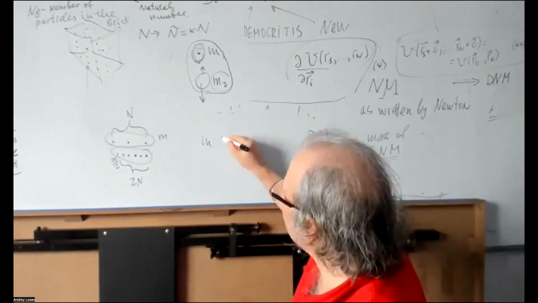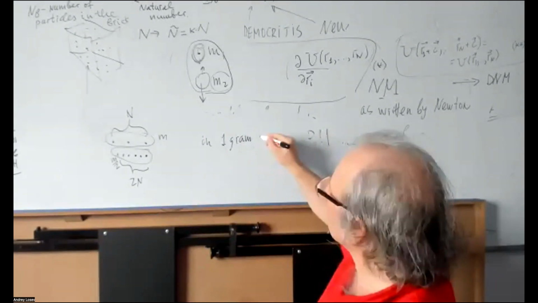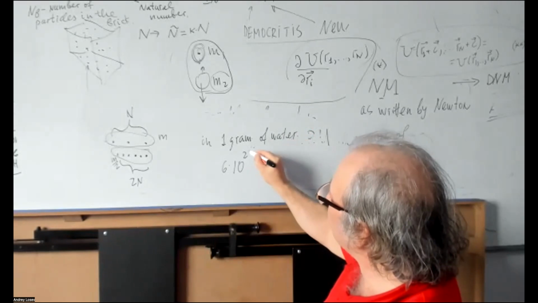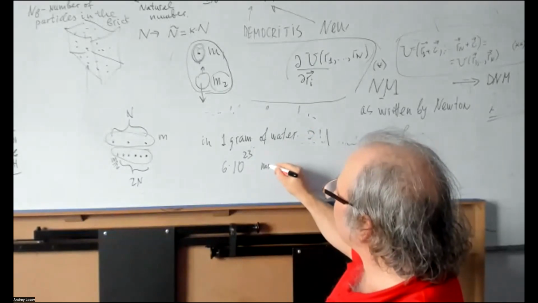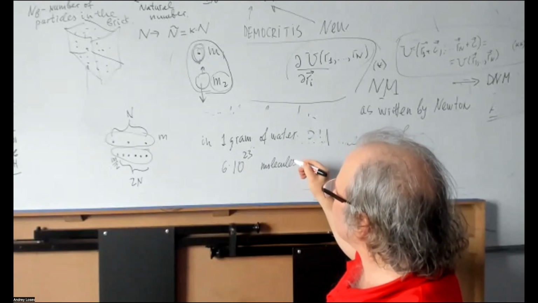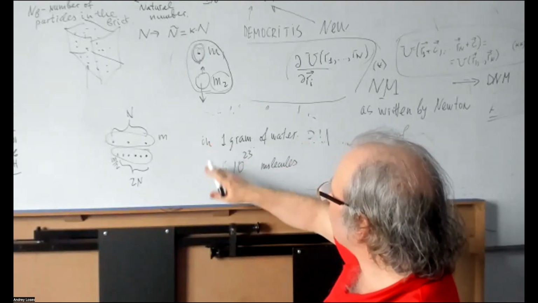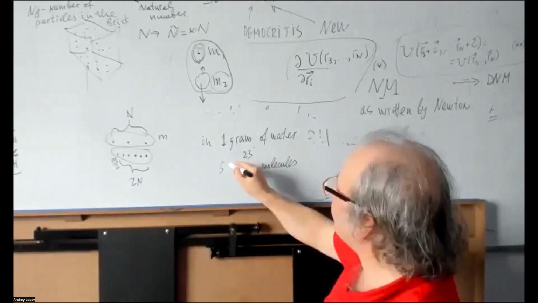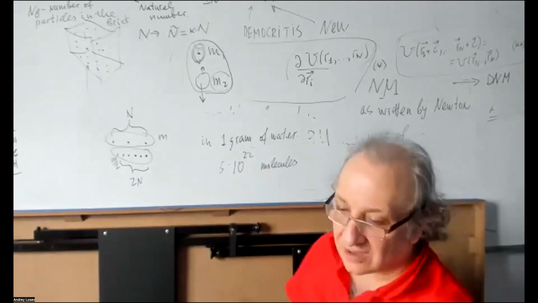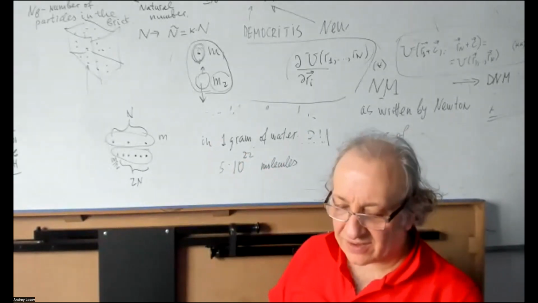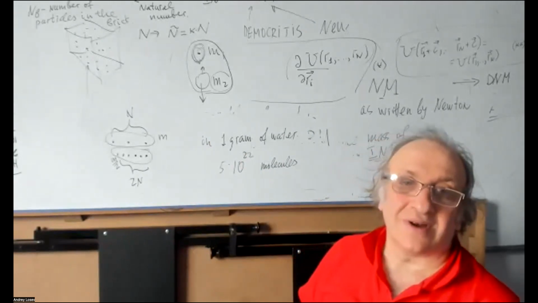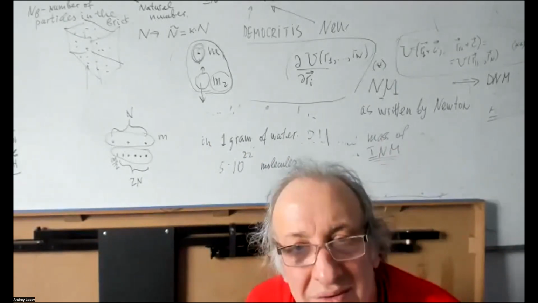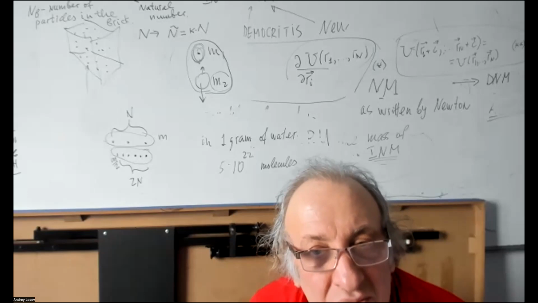Because in 1 gram of water, you have 6 times 10 to the 23 molecules. Okay, in 1 gram you have this amount of molecules. So when we consider a piece of matter, it contains billions of billions of billions of billions of elementary particles.